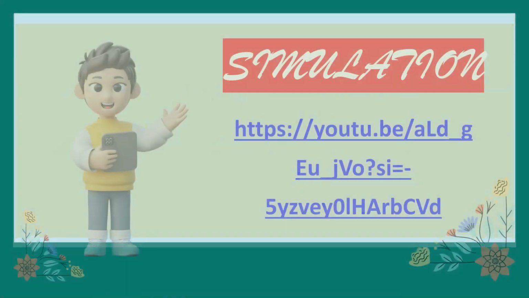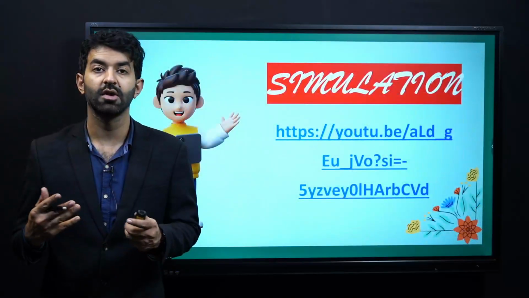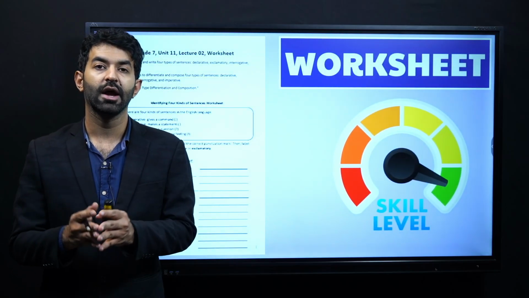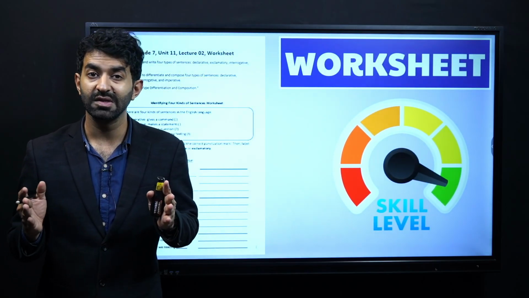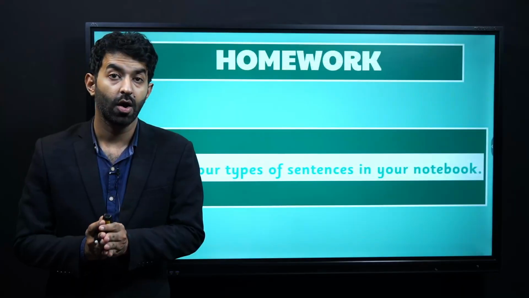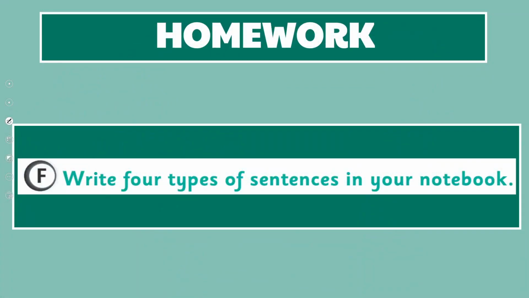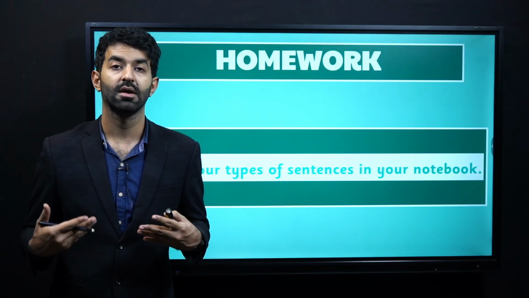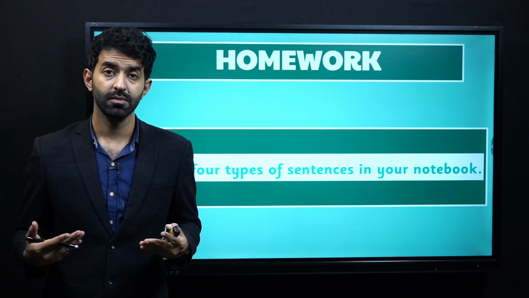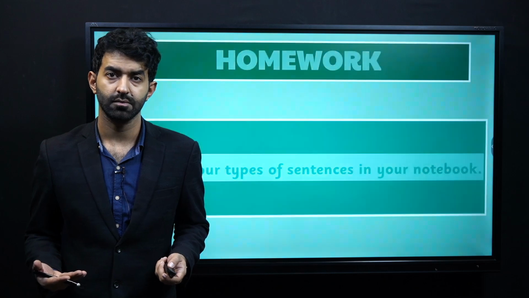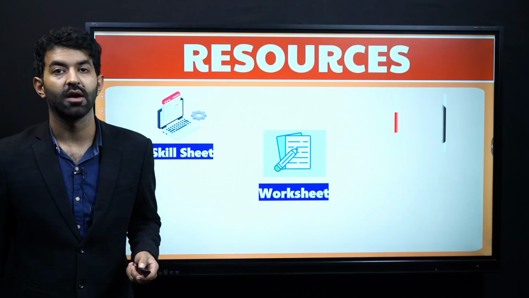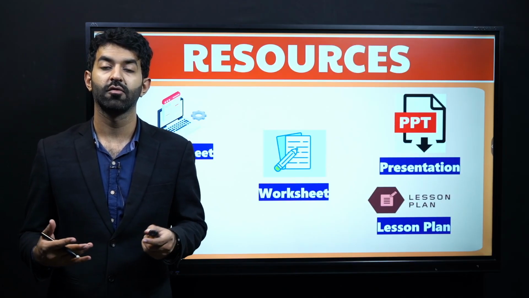And let's talk about the simulation video that you will have. For additional information that you can play in your class or individually, you will get a worksheet that is related to the same topic that we are learning right now. And my dear learners, you will have a homework where you have to write 4 types of sentences in your notebook. Write an interrogative sentence, imperative sentence, exclamatory sentence, and also a declarative sentence. Now, all the resources that you're watching on the screen, they are available for your help and for your understanding. You can take full help from these resources.